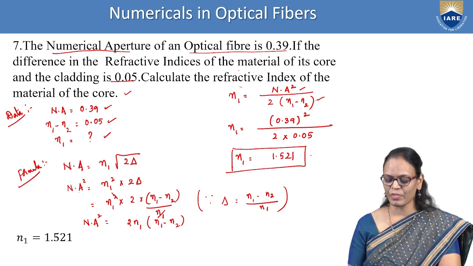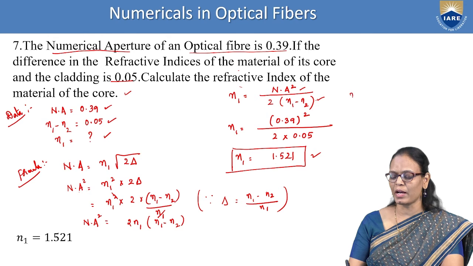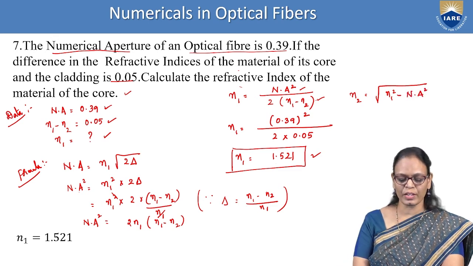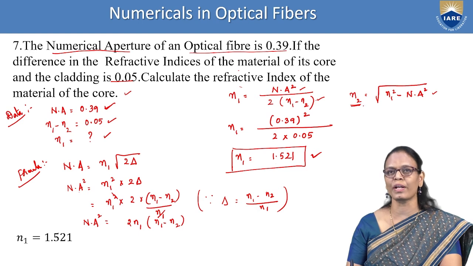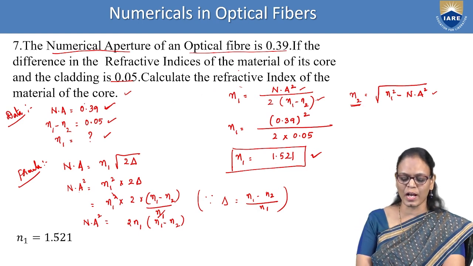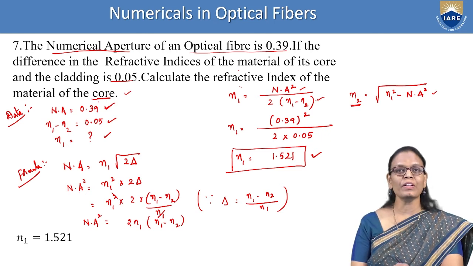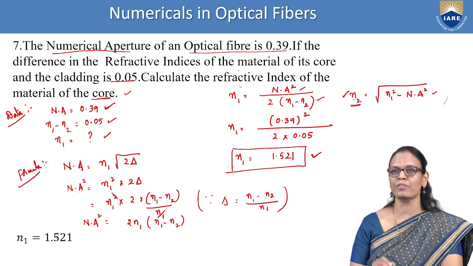Even if you have to calculate the refractive index of the cladding, you can use the formula N2 is equal to under root N1 square minus NA square. Because we are given NA and we have found N1, substituting in this equation we can also get the value of N2. Here in this problem it is not asked. We are asked to find only the refractive index of the core. Even if we have to calculate N2, the refractive index of the cladding, we can use this formula and find N2.